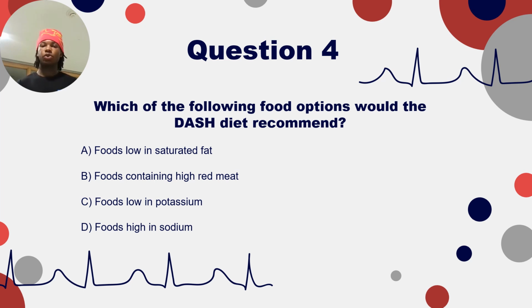Which of the following food options would the DASH diet recommend? A. Foods low in saturated fat. B. Foods containing high red meat. C. Foods low in potassium. Or D. Foods high in sodium.